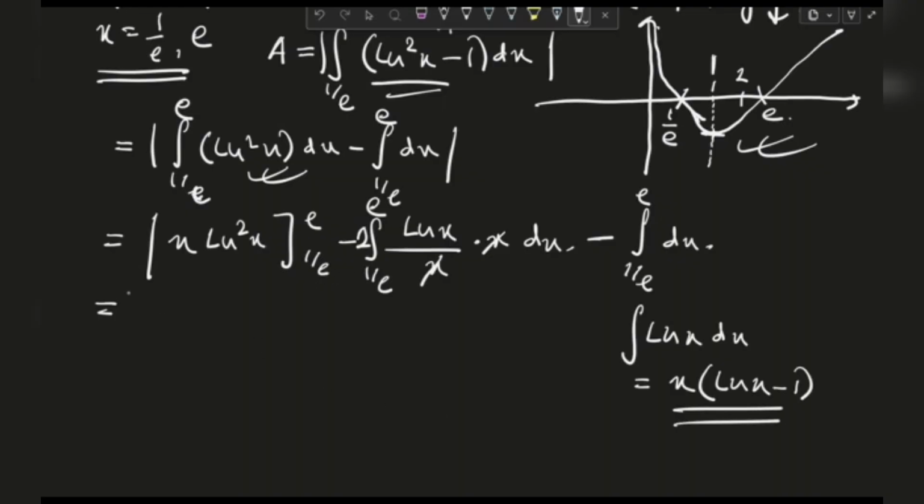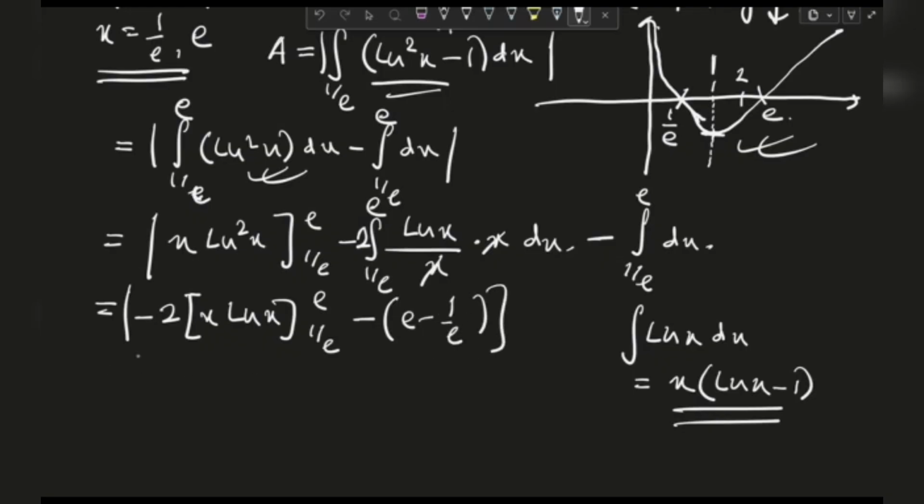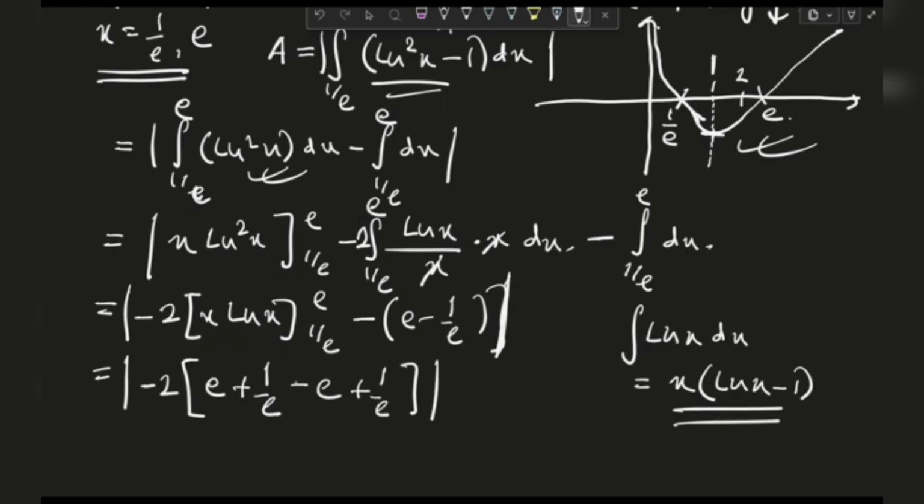So I'm going for the final manipulation. Please do the calculation, guys. I'm finally manipulating this. This thing becomes minus 2 times x ln x from e to 1 by e, and your minus of this thing is your e minus 1 by e. Sorry, this is mod, and this comes out to be minus 2 times of, let's combine everything, this is your e, and plus 1 by e, and minus of e minus, minus, plus 1 by e. So basically this and this get cancelled. So your final answer for this question is 4 by e.